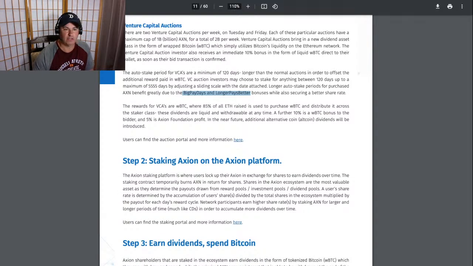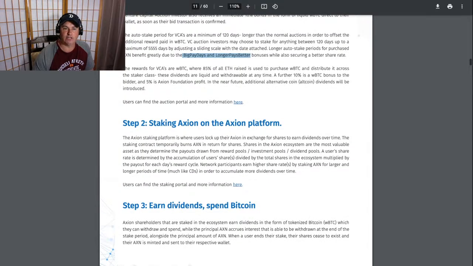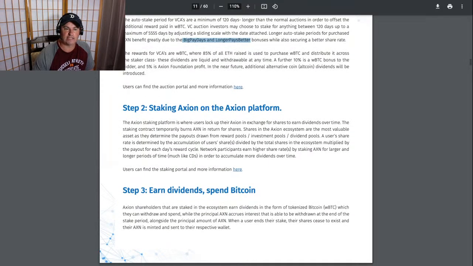So pretty cool. All right, so step 2, staking Axion on the Axion platform. The Axion staking platform is where users lock up their Axion in exchange for shares to earn dividends over time. And that's the key takeaway for you if you're new to Axion. The staking contract temporarily burns Axion. So that key is temporarily burns Axion, because you get all the Axion back at the end, plus your interest in dividends.